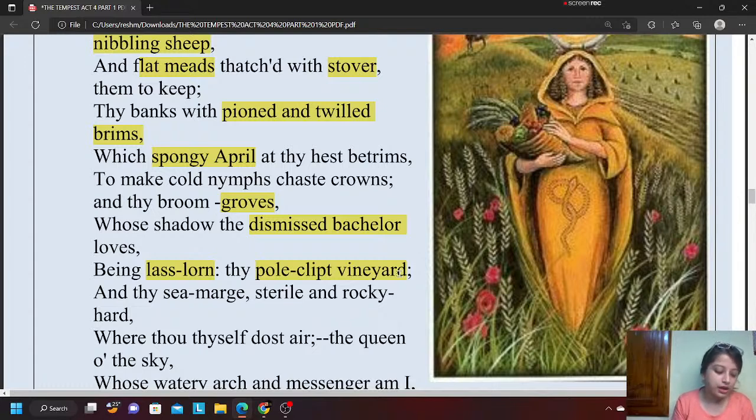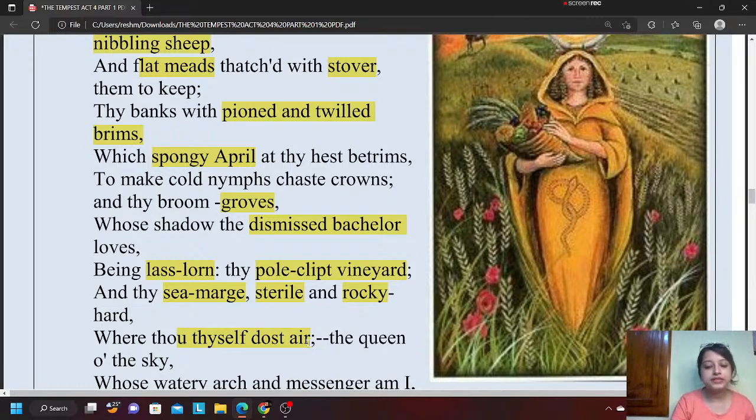Okay. So, and thy sea marge. What is sea marge? Now you also have the sea on earth, right? So the shore, that means the seashore. Sterile and rocky hard. So you have land that can be sterile, nothing grows in it. You can have land that is rocky, full of rocks, where thou thyself dost tell. So you live over there. You are the goddess of agriculture and earth. So everything that is on the earth is yours.